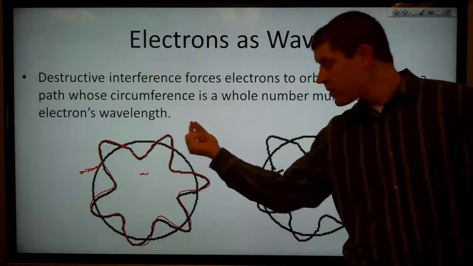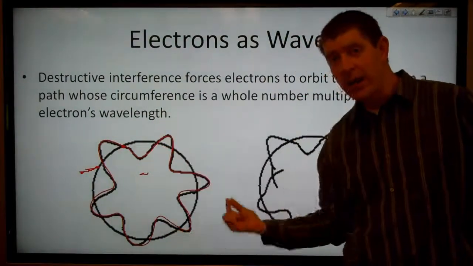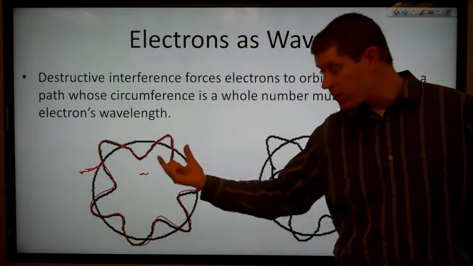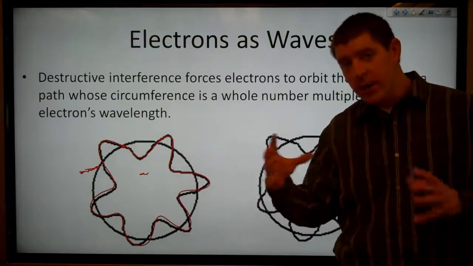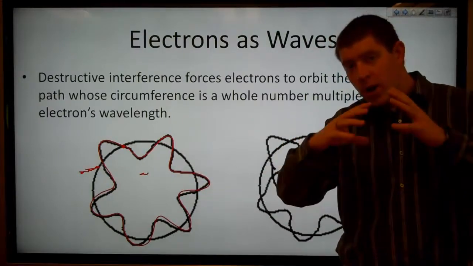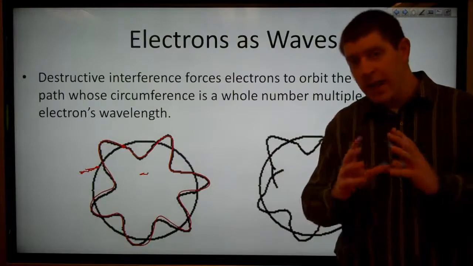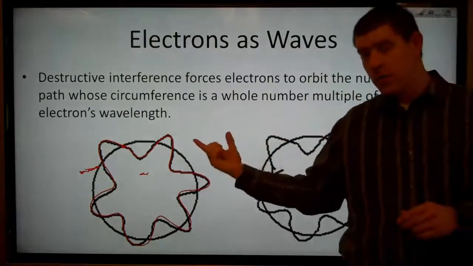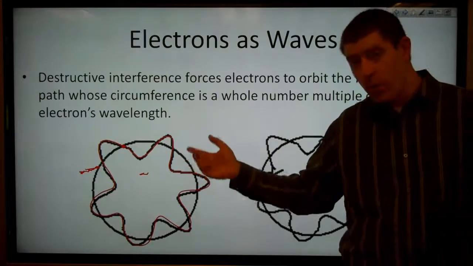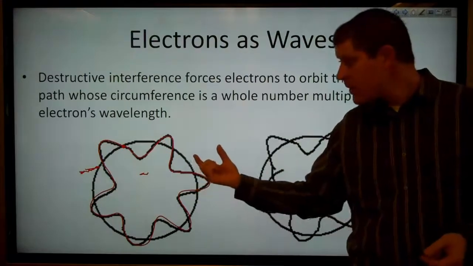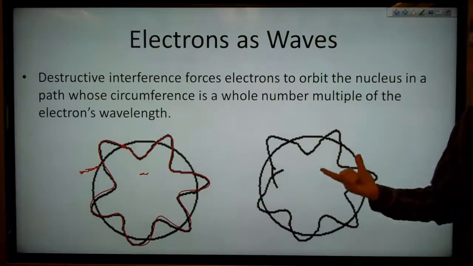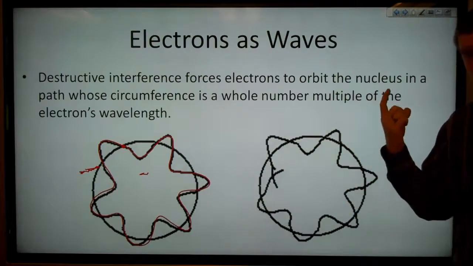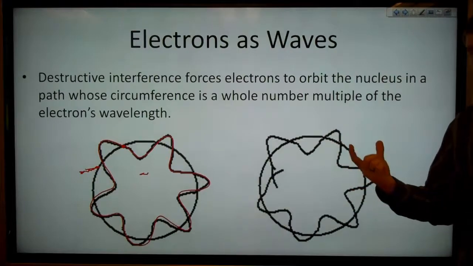In order to get that electron, that wave, to be mapping onto itself when we complete the circle here, that circle has to have a specific circumference. That circumference has to be equal to some whole number times the wavelength. We could have one wave or two waves or three waves or whatever. Which means that now we have some physical basis for why the electron is only allowed in certain orbits within the Bohr model.